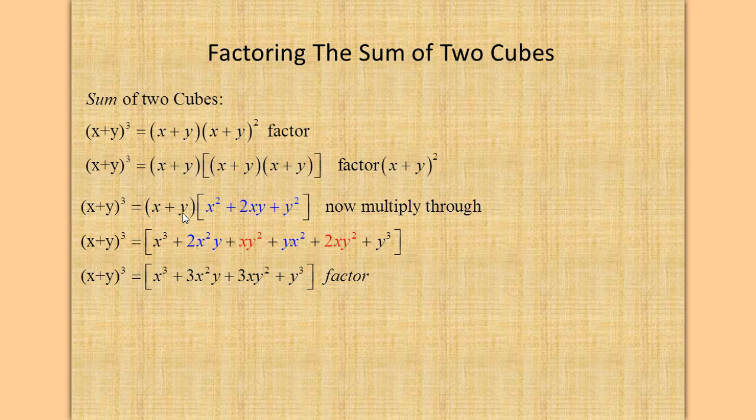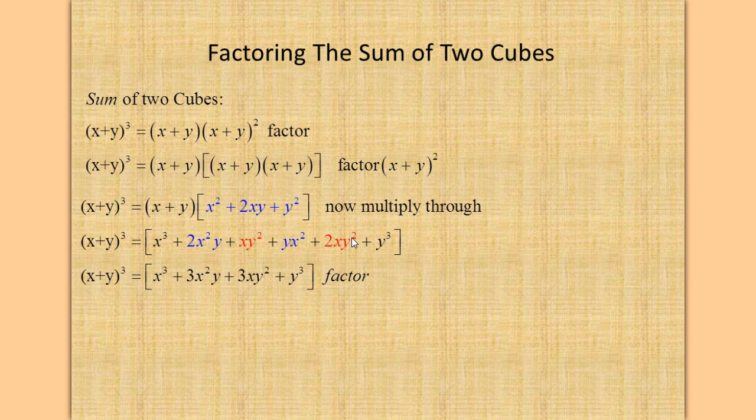Then we multiply by y. We have y times x squared is y times x squared. And y times 2xy is 2xy squared. And y times y squared is y cubed. And you can see how confusing this gets. So, okay. And we add up our like terms.